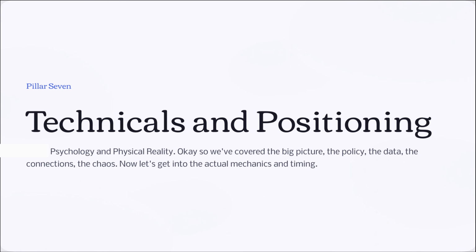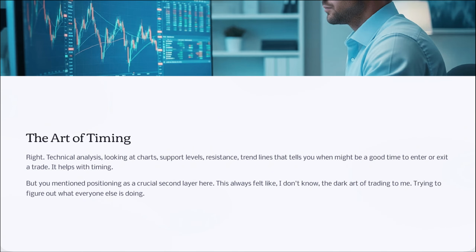Psychology and physical reality. Okay, so we've covered the big picture, the policy, the data, the connections, the chaos. Now let's get into the actual mechanics and timing. Pillar 7, technicals and positioning. Right. Technical analysis, looking at charts, support levels, resistance, trend lines, that tells you when might be a good time to enter or exit a trade. It helps with timing. But you mentioned positioning as a crucial second layer here.